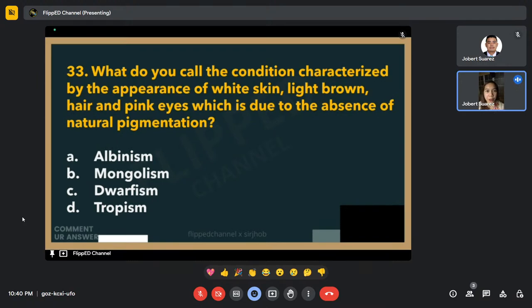33. What do you call the condition characterized by the appearance of white skin, light brown hair, pink eyes, which is due to the absence of natural pigmentation?